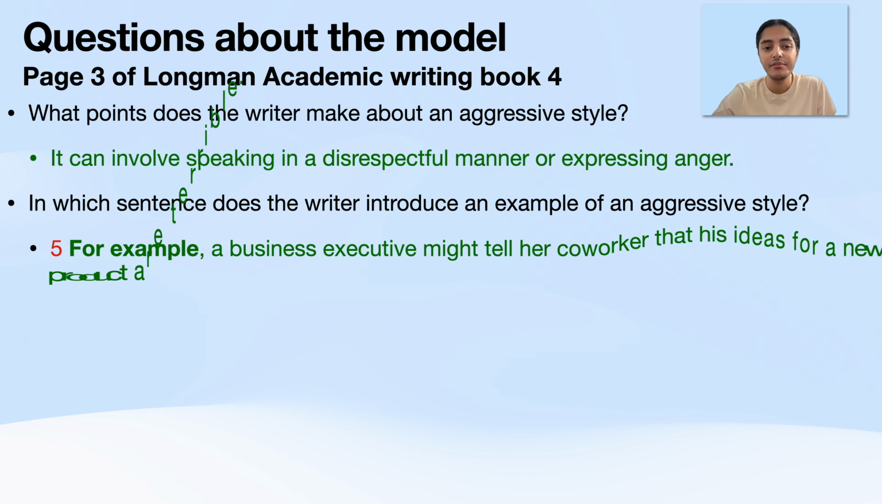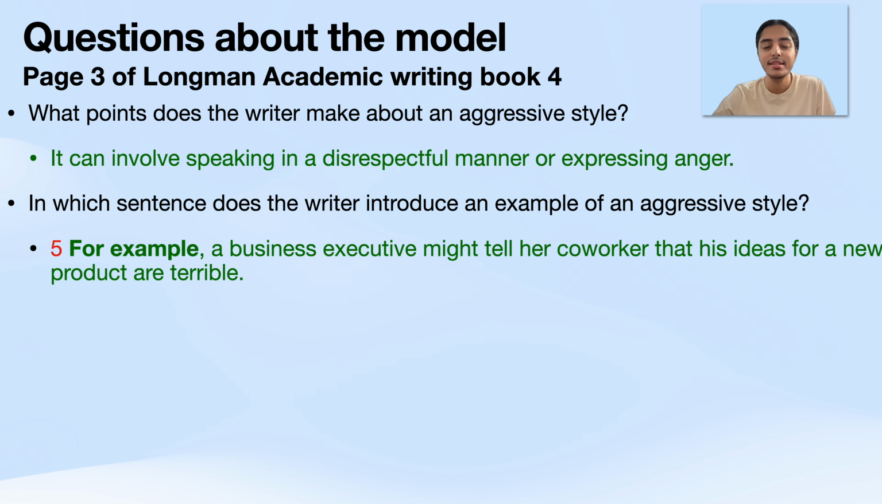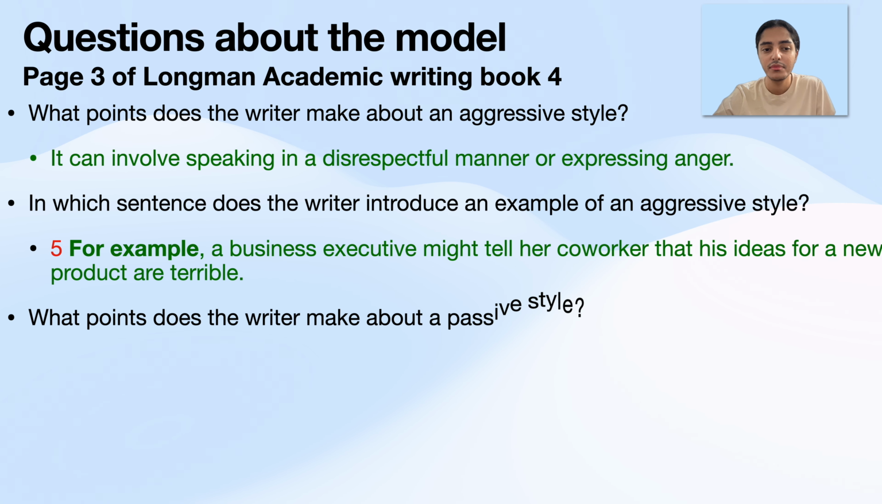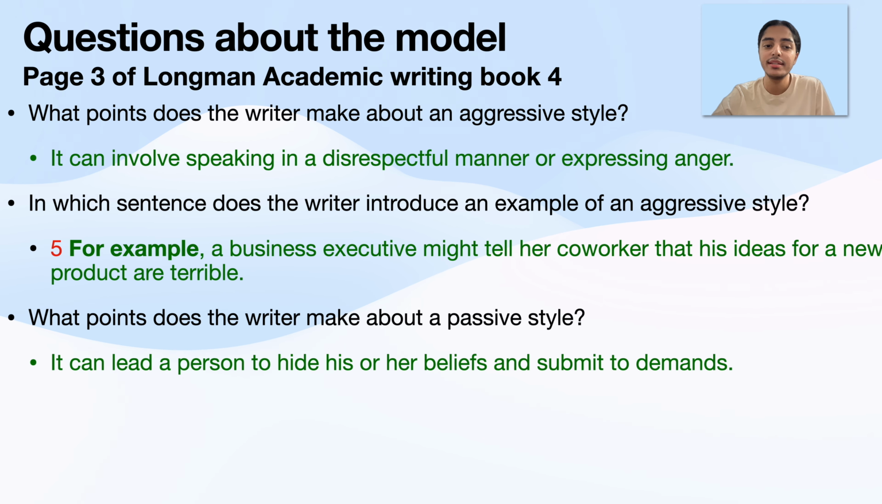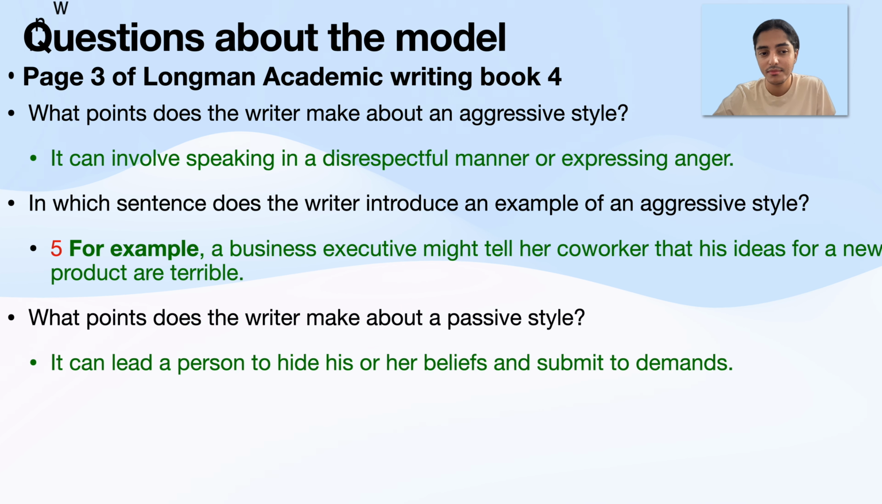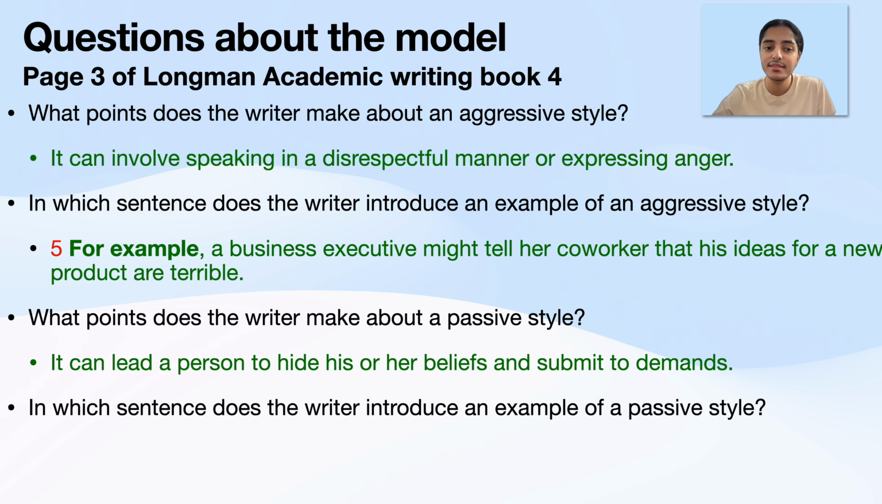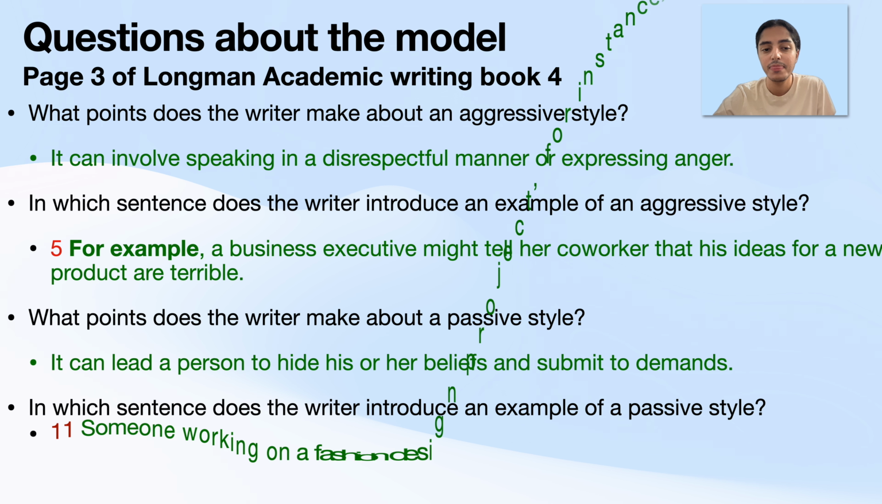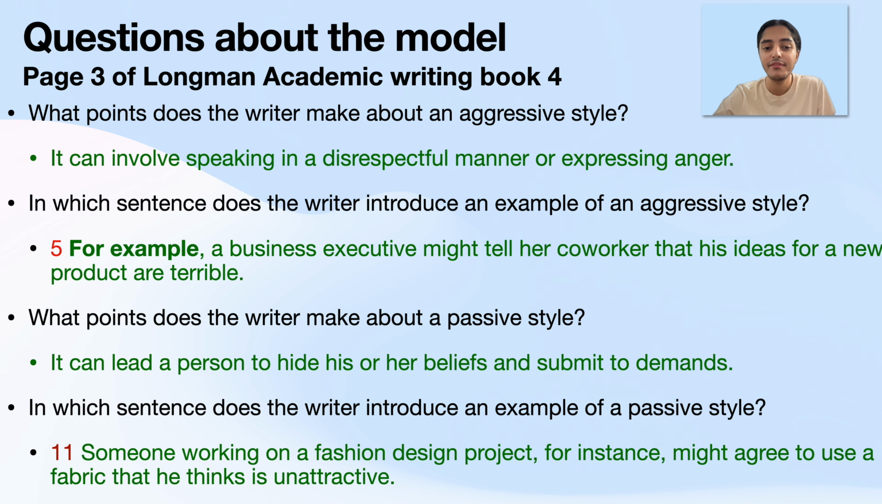In sentence 5, it said, for example, a business executive might tell her coworker that his idea for a new product is terrible. What points does the writer make about a passive style? Well, it can lead a person to hide his beliefs and submit to demands. In which sentence does the writer introduce an example of a passive style? Well, someone working on a fashion design project, for instance, might agree to use a fabric that he thinks is unattractive.